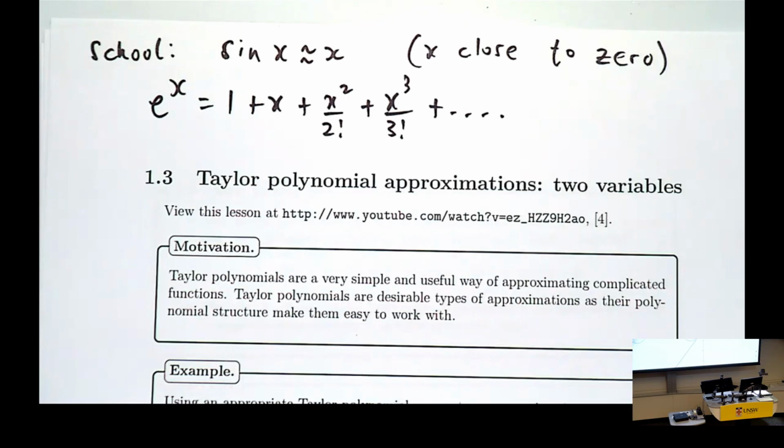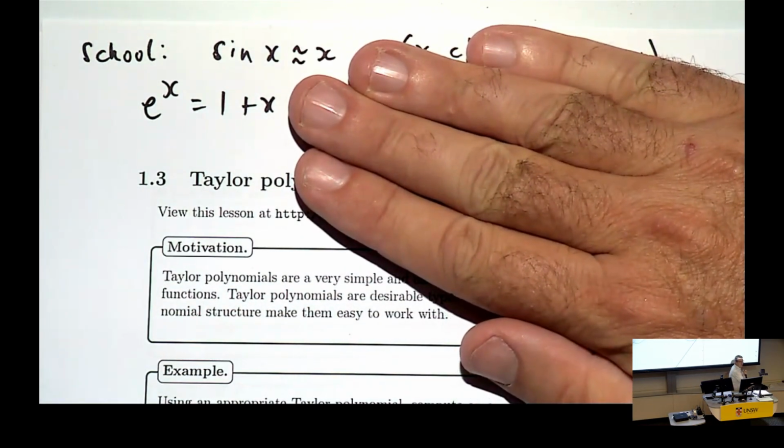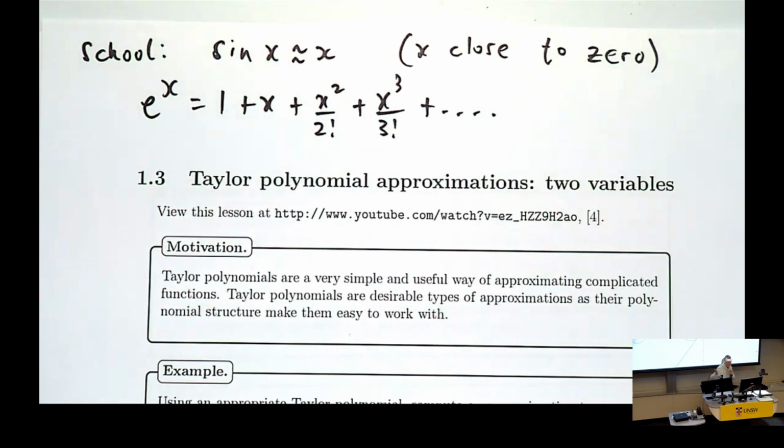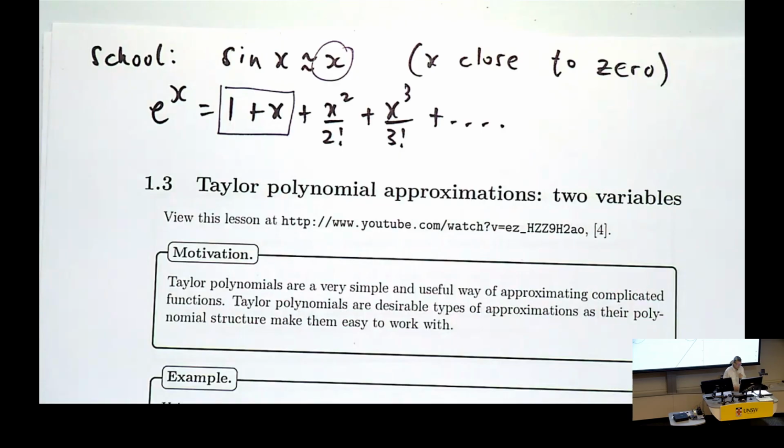So if I actually cut off two of those terms, what have I got left? 1 plus x, right? That's tangent line, right? Linear approximation. Okay, I can put in the x squareds and the x cubes, no worries, but let's just start simple. So this is a linear approximation for sine x. That is a linear approximation for e to the x. Let's have a look.